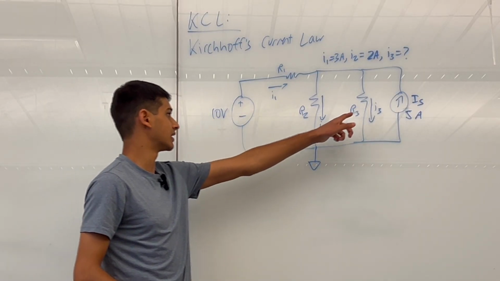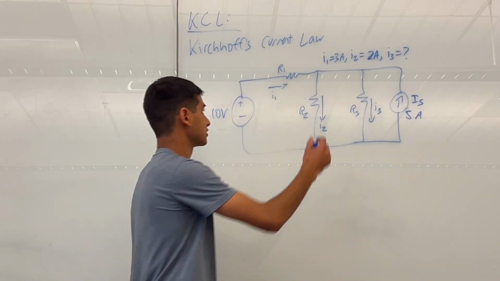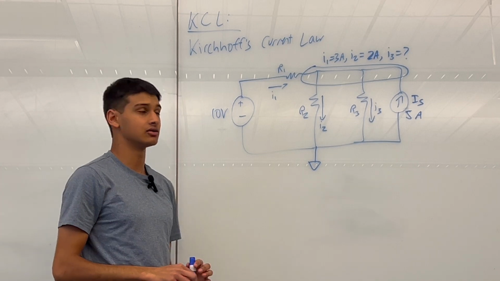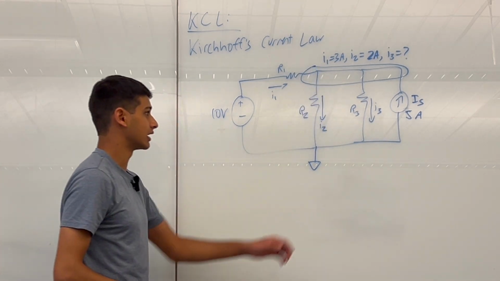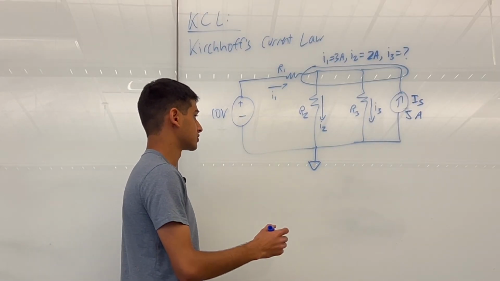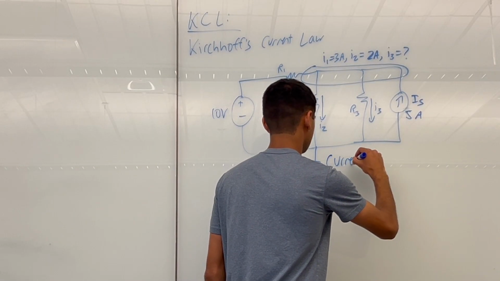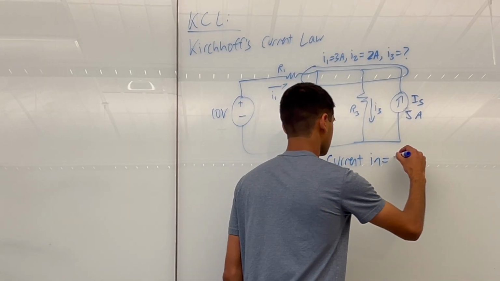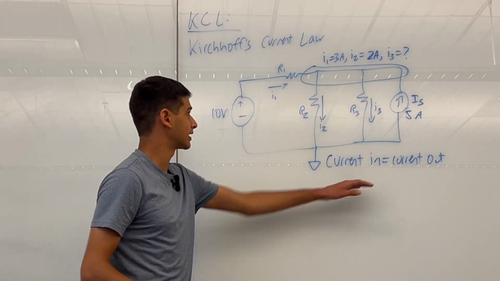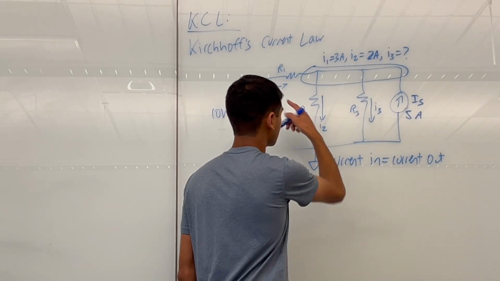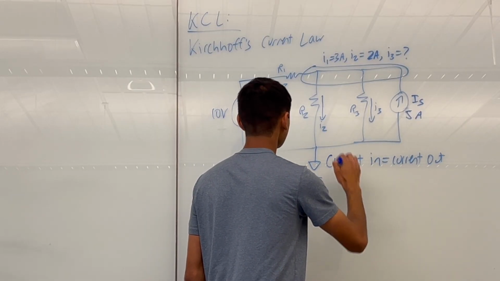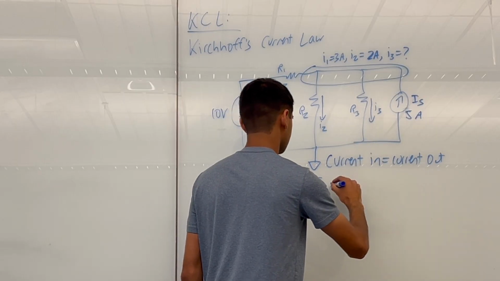And since that resistor is connected to this node up here, which I'm labeling now, I'm going to write out KCL at that node right there, and hopefully we have enough known variables to solve for I3. So all I'm going to write is current in equals current out. Writing that out gives us I1 going in and IS going in, and then I2 and I3 going out.